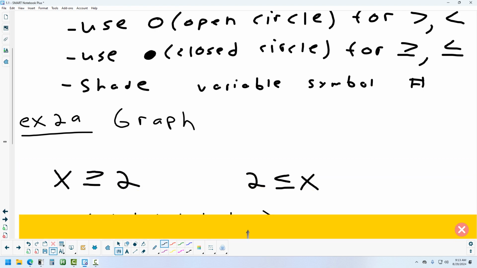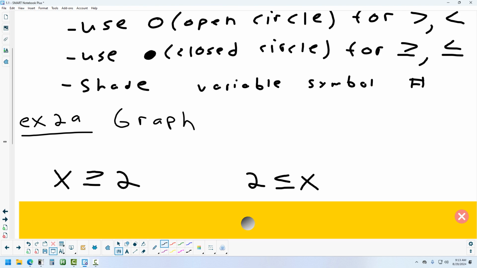Okay. So which one of these is set up in the order I just said? The one on the left or the one on the right? The one on the left. Yeah, these are the same thing. X is greater than or equal to 2, 2 is less than or equal to x. But that is the way we would generally prefer to write it. If you need to rewrite an inequality, you can just switch the letter and the number, but then you also need to switch the direction it's pointing.